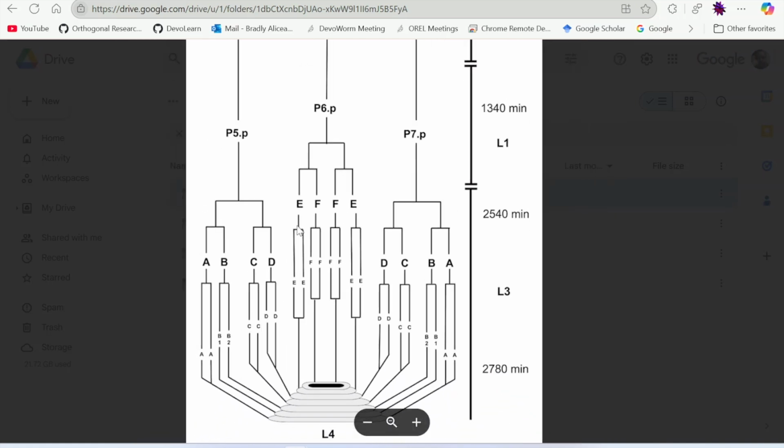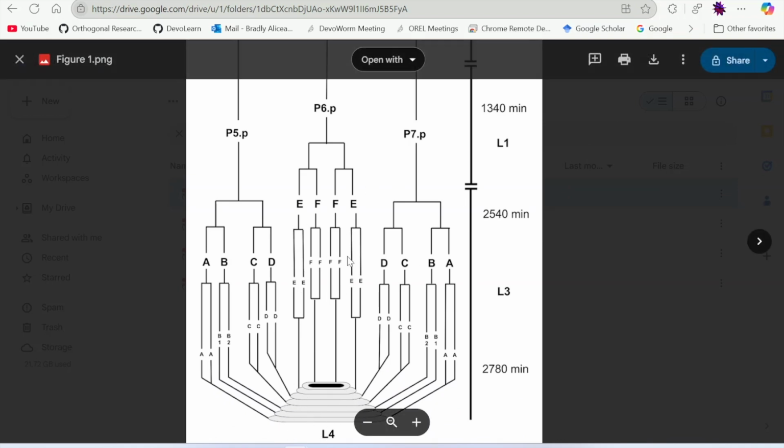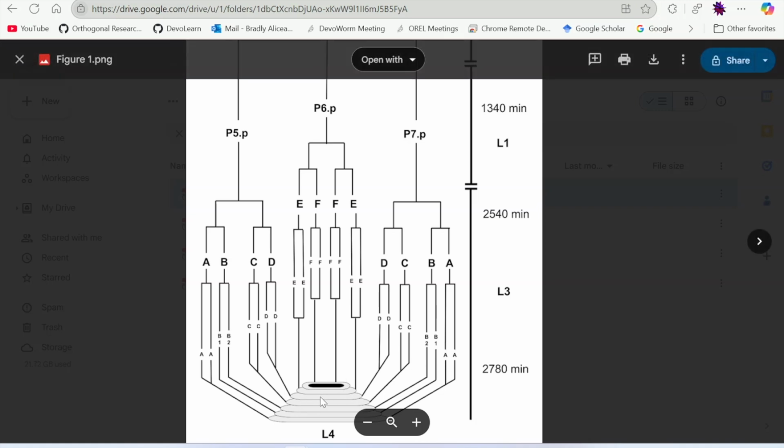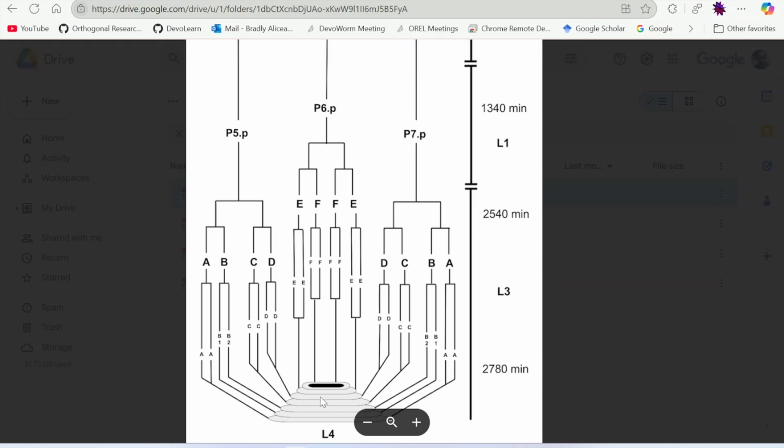And these go on to form other cells. Those cells proliferate, and then they start to fuse in L4. So this proliferation takes place in L3, and then at L4 we have this 2,780 minutes. We have this structure forming, and it's kind of like there's contributions from each of these cell types, and that's how they're structured. So that's one way I visualized this structure.